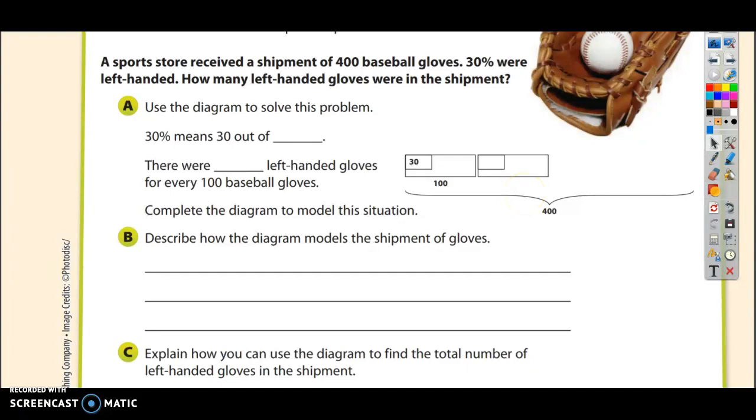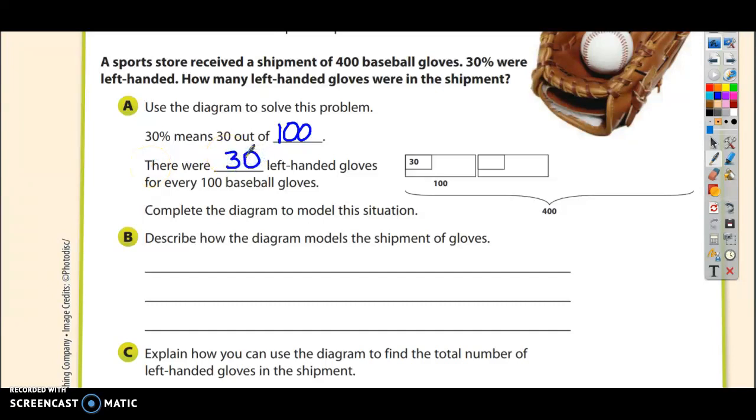A sports store received a shipment of 400 baseball gloves. 30% were left-handed. How many left-handed gloves were in the shipment? A reads, use the diagram to solve this problem. 30% means 30 out of 100. Now I recognize that this problem says there's 400, but what 30% means is that for every 100 gloves, 30 would be left-handed. So the following statement: there were blank left-handed gloves for every 100 baseball gloves, 30.